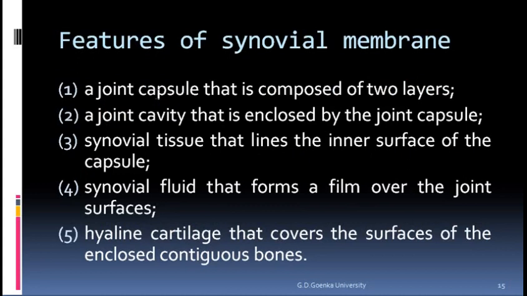A joint capsule is there which is composed of two layers. A joint cavity that is enclosed by the joint capsule. Synovial tissue that lines the inner surface of the capsule. Synovial fluid that forms a film over the joint surfaces. This synovial fluid is basically responsible for providing the mobility between the two joint surfaces, or simply you can say that it helps in reducing the friction between them. Hyaline cartilage that covers the surface of the enclosed cartilaginous tissue or bones.